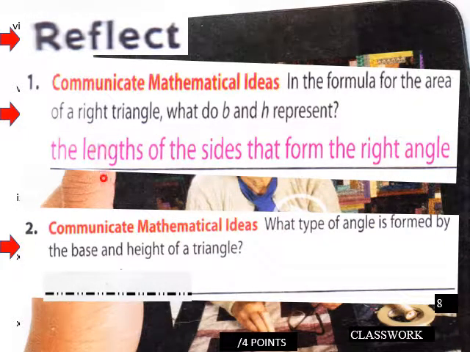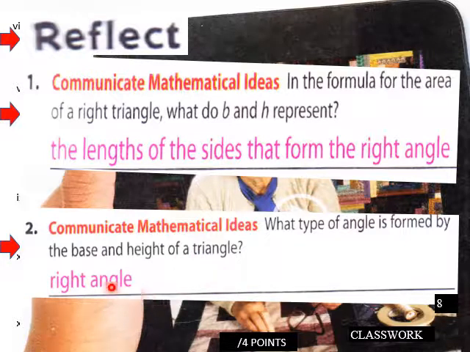For the first question, the lengths of the sides that form the right triangle. So in the formula for the area of a right triangle, what do B and H represent? The lengths of the sides that form the right triangle. Base and height. And then what type of angle is formed by the base and height of a triangle? It is a right angle.